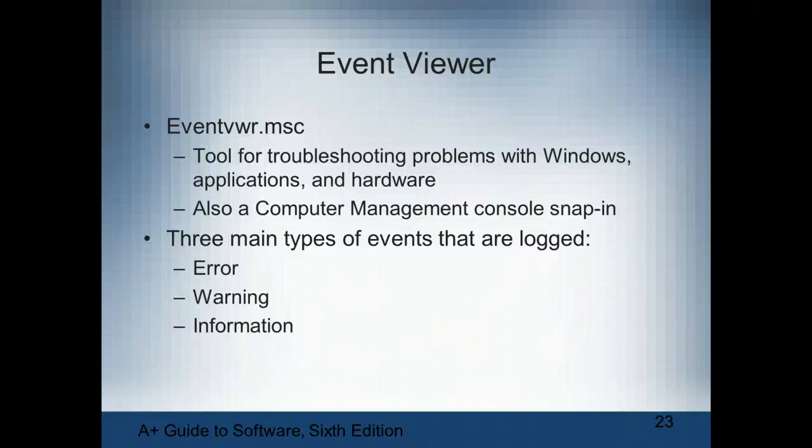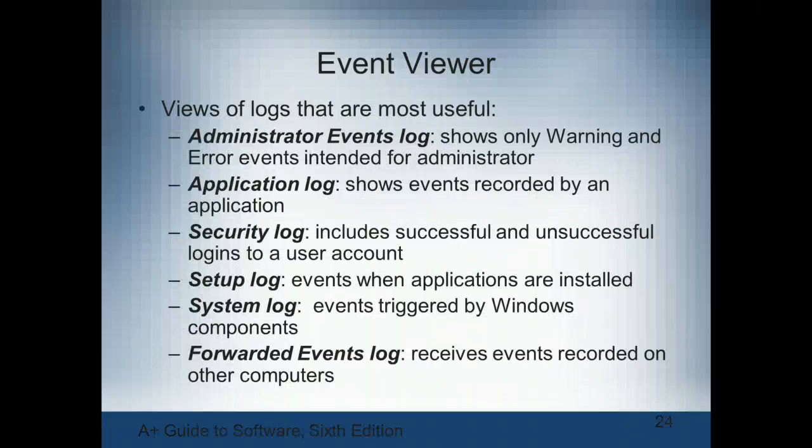I kind of went through that one quickly. I think there's an activity to look at that. You can look at the different logs that are available. Application: events recorded by an application. Security log: successful and unsuccessful logins to a user account. That's one that's going to give you probably the first indicator somebody's trying to hack into your machine, because it's going to have a whole bunch of login failures. If somebody's there, it could just mean that they really just forgot their password and were really persistent about it.